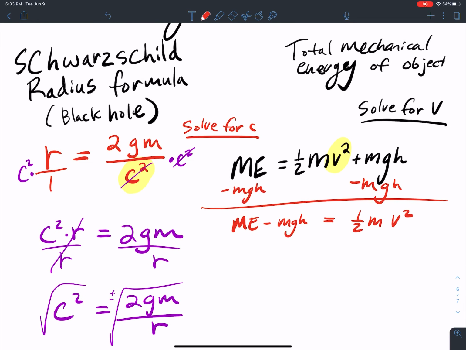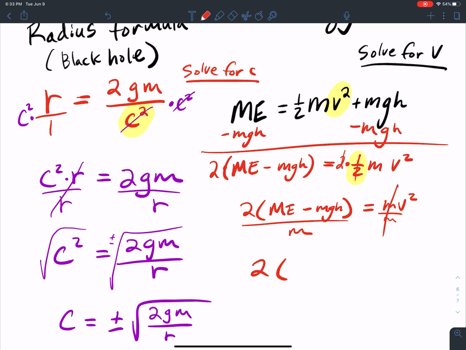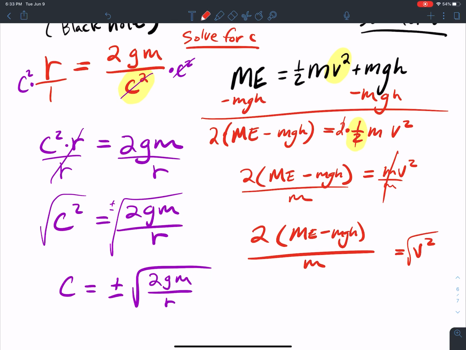Now, to get rid of the half, I can multiply both sides by 2. If I multiply both sides by 2, so everything gets multiplied by 2, then the 1/2s cancel each other. So I get 2 times ME minus mgh equals mv squared. Now I'm going to divide both sides by m. This little m is not the same as that capital M E. That ME is mechanical energy, so those don't cancel. So don't get any ideas. So I get 2 times (ME minus mgh) all over m equals v squared. To get v by itself, I take the square root, and so I do the plus or minus on both sides. So this is my new v.